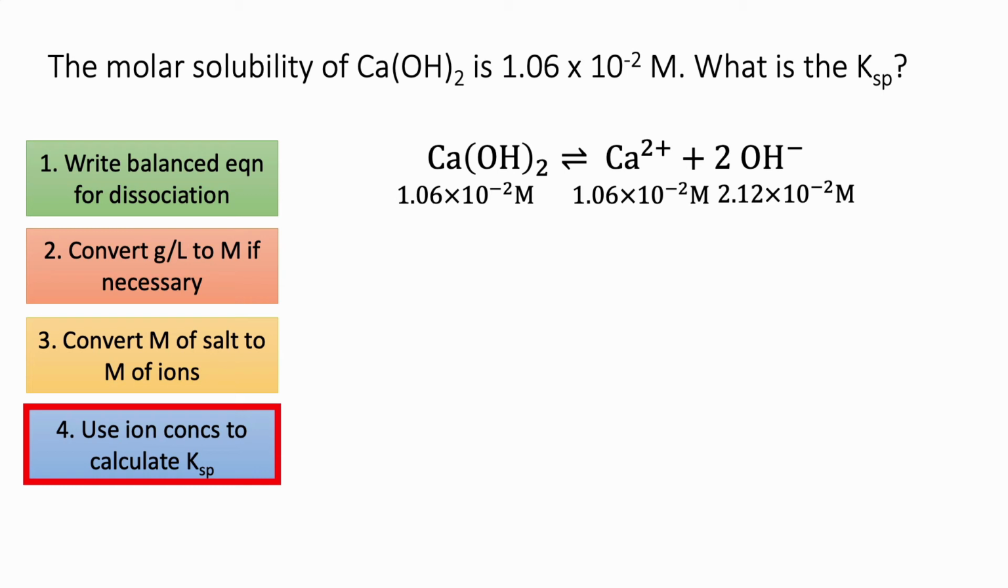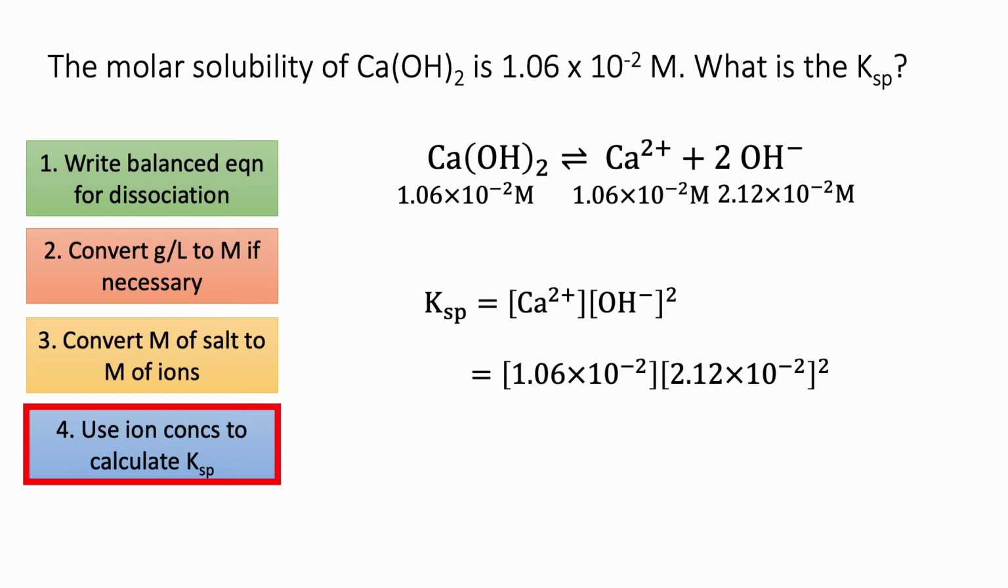Now we have our balanced equation and we have our ion concentrations. Let's calculate our KSP. The first thing we need is an expression for KSP, and that's going to look like this. We have our calcium concentration times the OH minus concentration squared. Remember, when you have a coefficient of 2, you're going to raise it to the 2nd power. So now let's plug our concentrations in, and we get the KSP being 4.76 times 10 to the minus 6th.